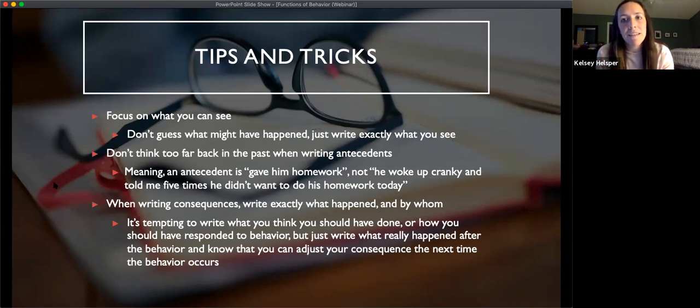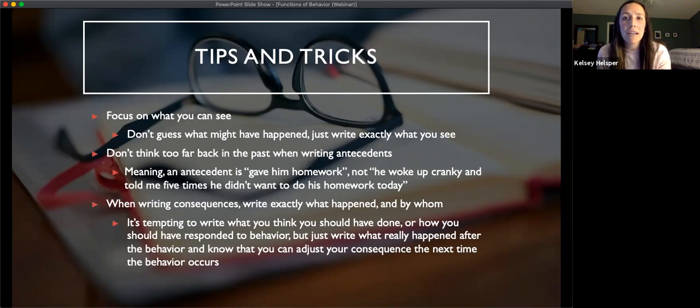Okay, so some tips and tricks to dealing with the ABCs of challenging behavior are to really focus on what you can see. So don't guess what might have happened, just write down exactly what you saw. It's good to be really objective, and it's good to just write down exactly the facts of everything, because you might think you know what triggered it or what was going on. But if you just write down exactly what you see, then you might actually realize that there's a pattern in something else that's happening.